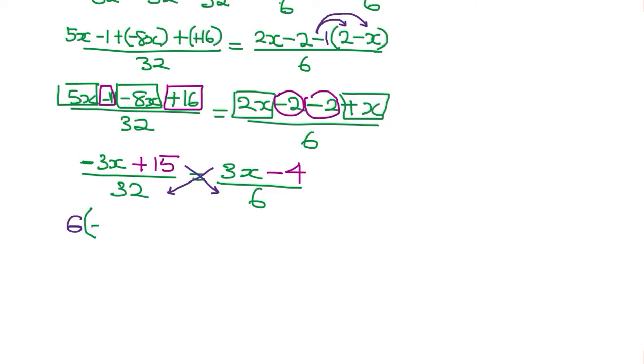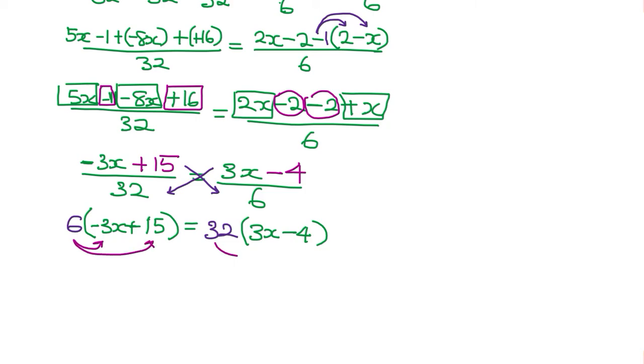We have here minus 3x plus 15, and this here is equal to 32 times everything inside the bracket, 3x minus 4. So once you have this, we are going to do our distributive properties. 6 times minus 3x, 6 times positive 15, and 32 here times 3x, and 32 times negative 4.